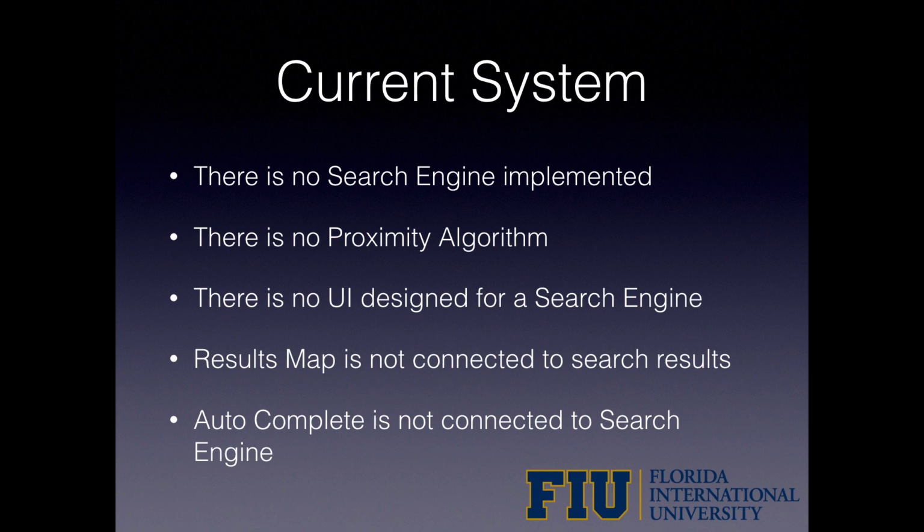So the current system, which is BreazeHome 3.0, there was no search engine implemented at all. You couldn't enter a query and you couldn't query the database. There was no proximity algorithm, which meant that you couldn't use the query to search for properties near a location you care about. There was no user interface for a search engine. You couldn't press enter to search, and you couldn't click the buttons to search, and you couldn't have an autofocus. In addition, the results map was not connected to the search results, so the map wouldn't change to where the properties were located. And also, autocomplete was not connected to the search engine.